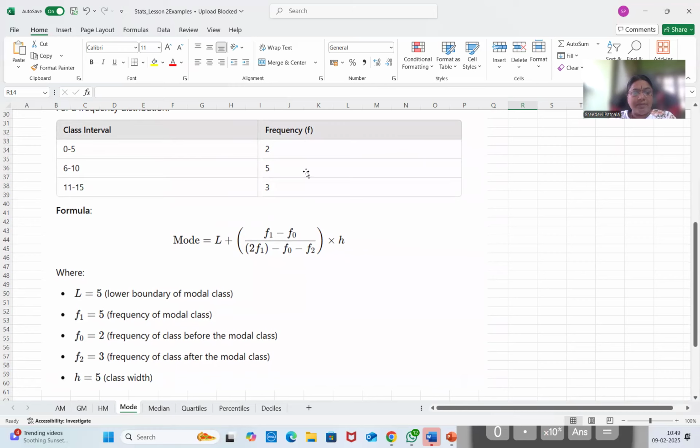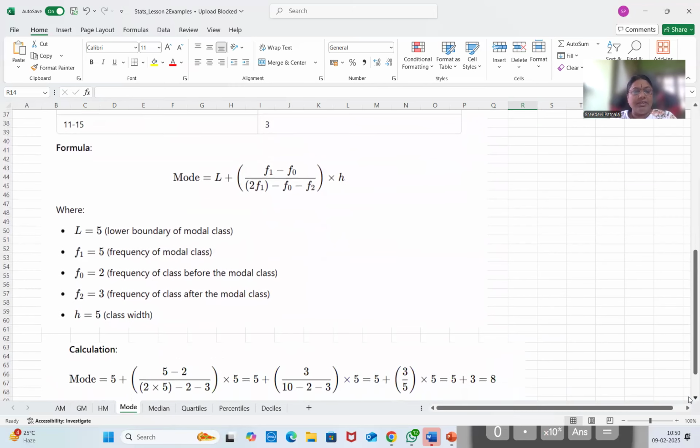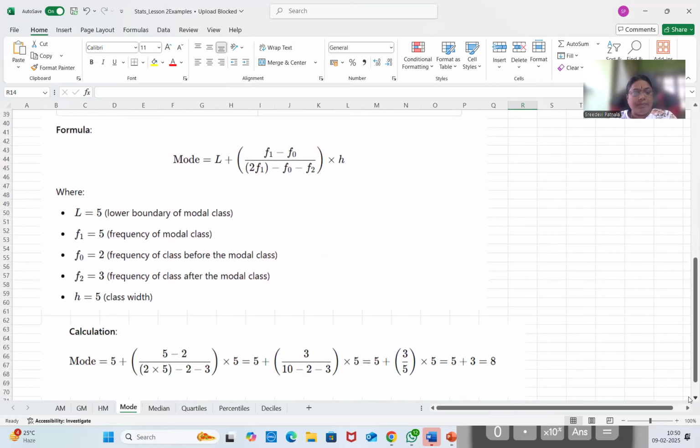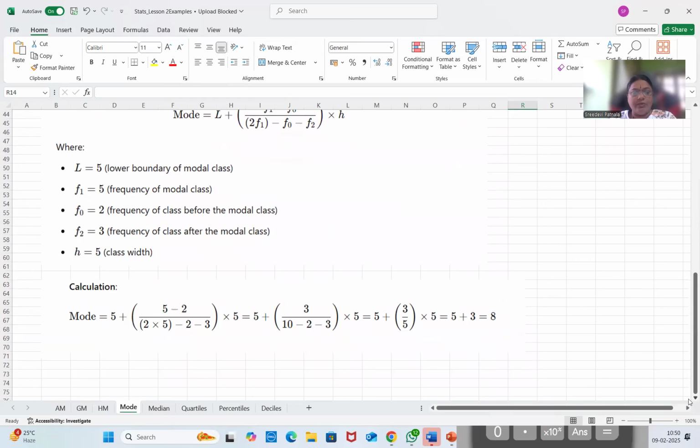which is coming your 5, it's not frequency, it should be a lower boundary value. We'll take another example and see that also. So now apply the mode formulas. Same, L plus 5 plus F1. So F1, same, apply this into the brackets and derive the formula. You will get the mode value.